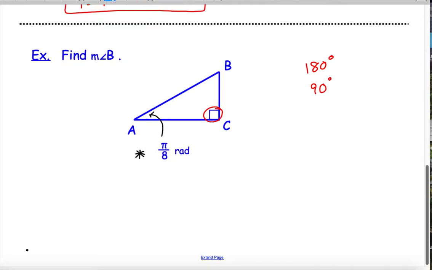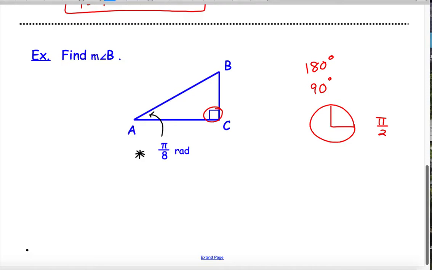So let's convert 90 degrees to radians. Well, 90 degrees is a quarter of a circle. And we know that there's 2 pi radians in a full circle. So 90 degrees, or 1/4 of that, is going to be pi over 2.